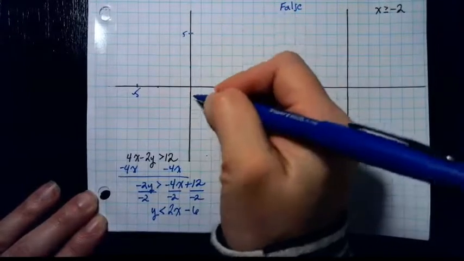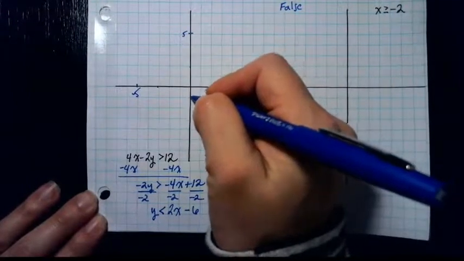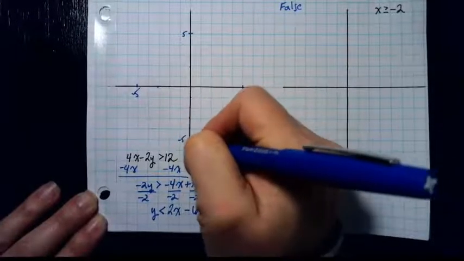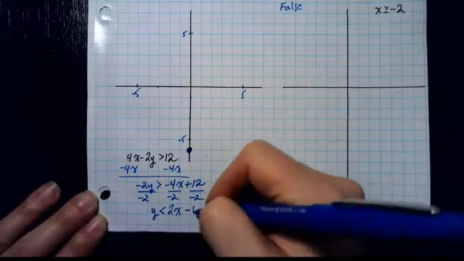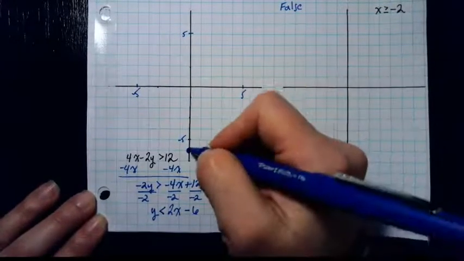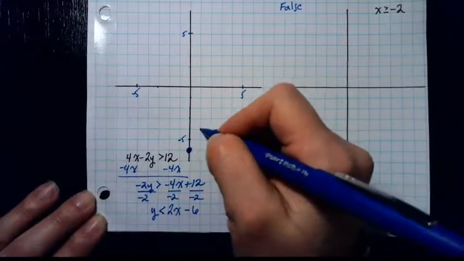And my y-intercept in this case is negative 6. 1, 2, 3, 4, 5. There's negative 5, so negative 6 will be down here. So that's my y-intercept. My slope is 2, or 2 over 1. So that means I'm going up 2, 1 to the right.